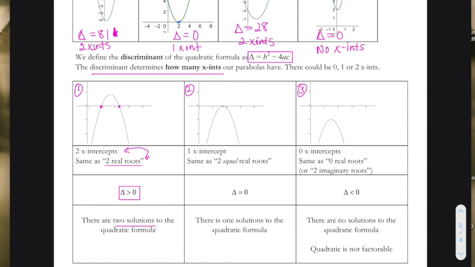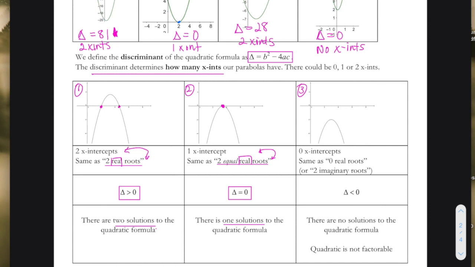In case 2, when we have our discriminant equal to 0, there will be one solution to the quadratic formula. And that one solution will correspond to 1 x-intercept. So as you can see, it just touches the x-axis. This language is a bit strange, but 1 x-intercept is the same as saying we have 2 equal real roots. So this word real is important.